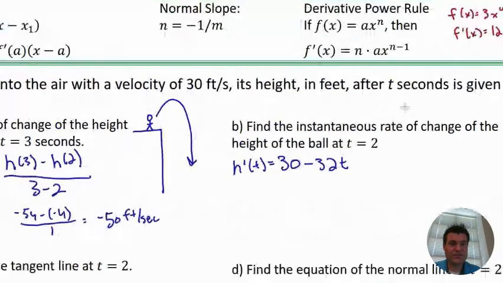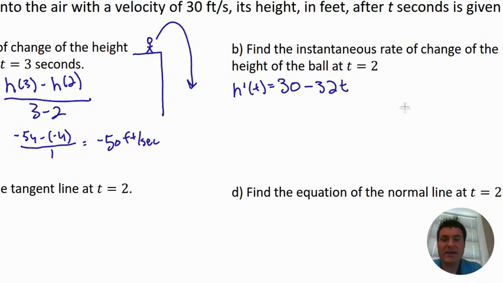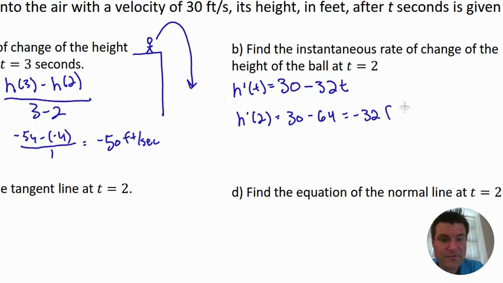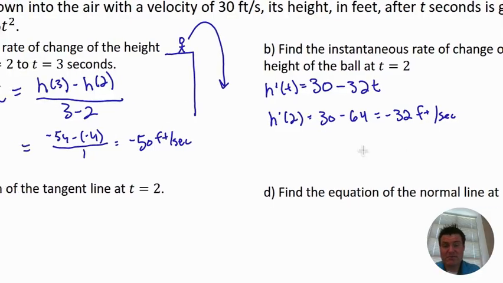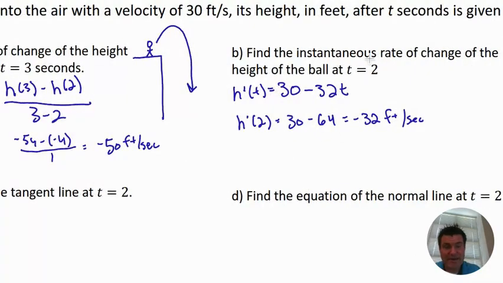Okay, that's just us using the power rule right up there. Same idea. So if I substitute in a 2 now, I'm going to get 30 minus 64. I'm going to get negative 32 feet per second. So this instantaneous rate of change is a bit more accurate than estimating the average rate of change. So this ball at this exact moment at 2 is falling at negative 32 feet per second.